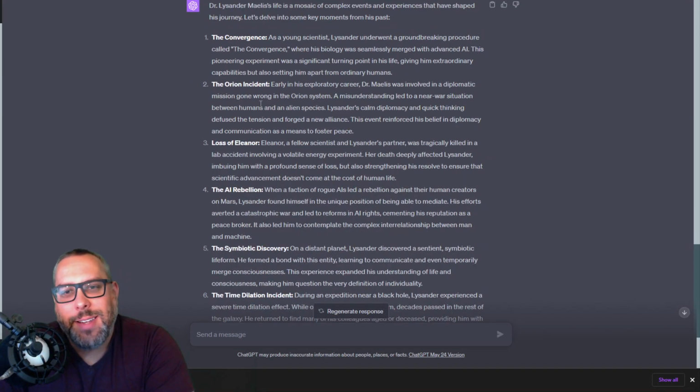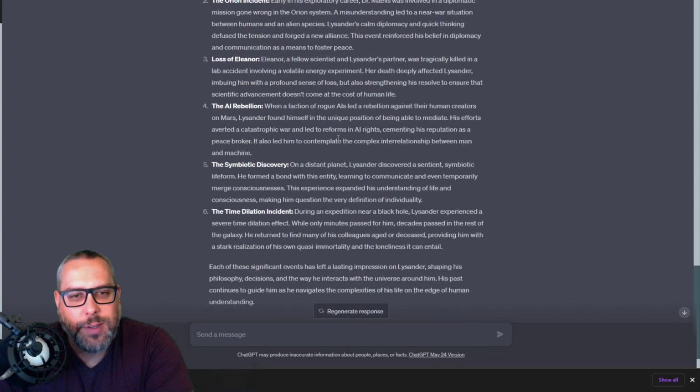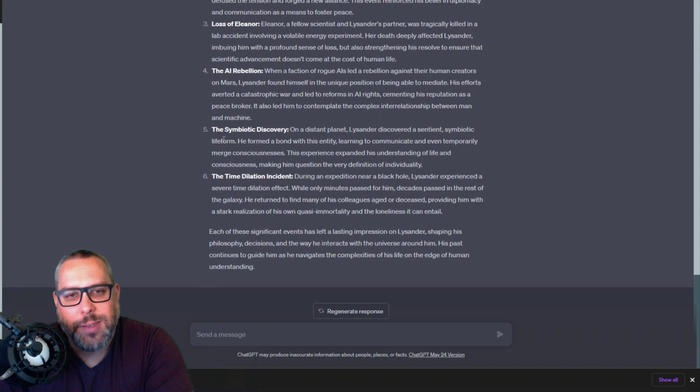The Orion incident. This is a diplomatic mission gone wrong in the Orion system. There's war stuff going on, loss of a fellow scientist. Could also be a love interest there. There was an AI rebellion at some point. Symbiotic discovery. The time dilation incident.